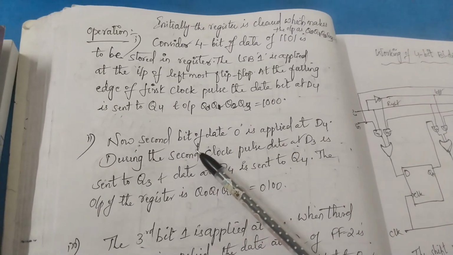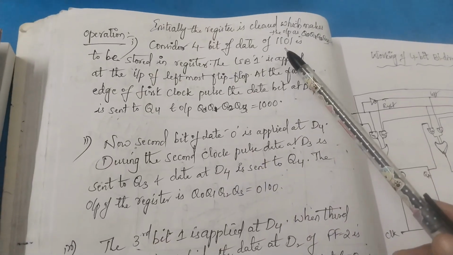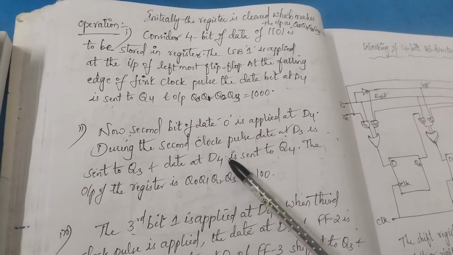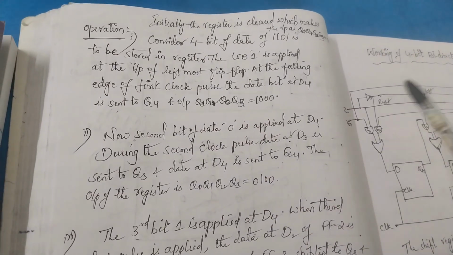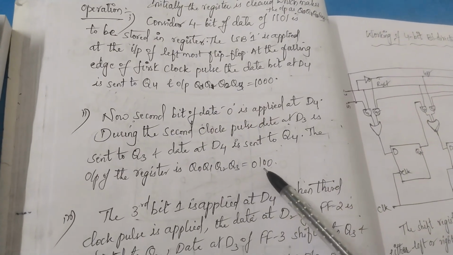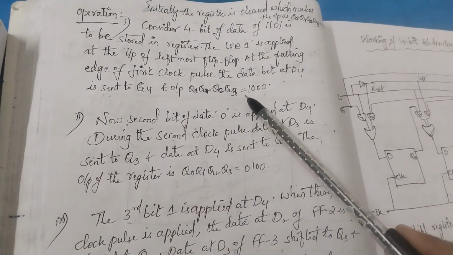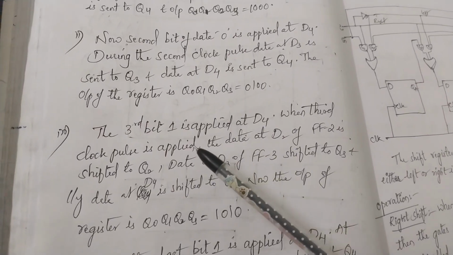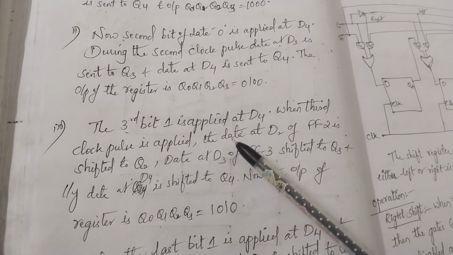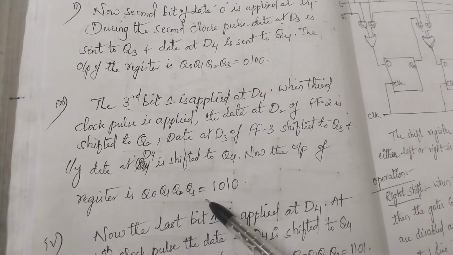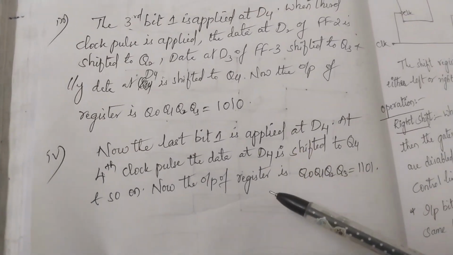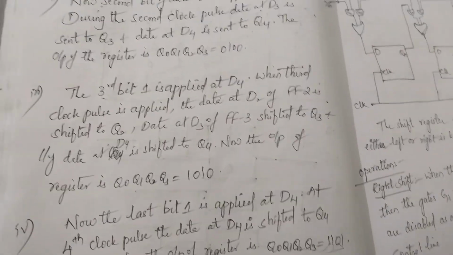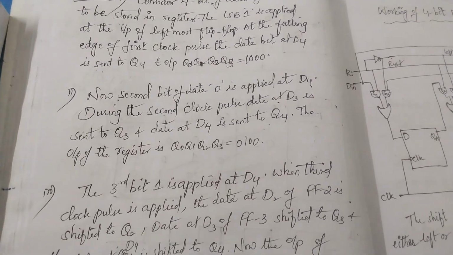Similarly, when the second clock pulse is applied, the next bit, 0, is applied at the first flip-flop, and the output is equal to input, and the output of the first flip-flop acts as input to the second one. Therefore at the end of the second clock pulse, the output is 0 1 0 0. Similarly, when the third clock pulse is applied, again the next bit of the input is applied at the input of the flip-flop. It will be forwarded to the next flip-flop, and finally we get the output as 1 0 1 0. Like that you have to proceed for the 4 clock pulses, and at the end we get the final output as 1101.